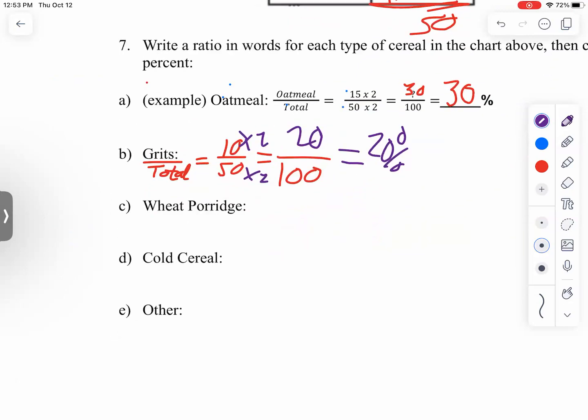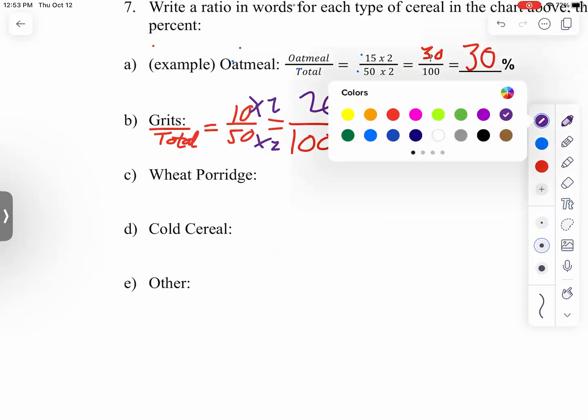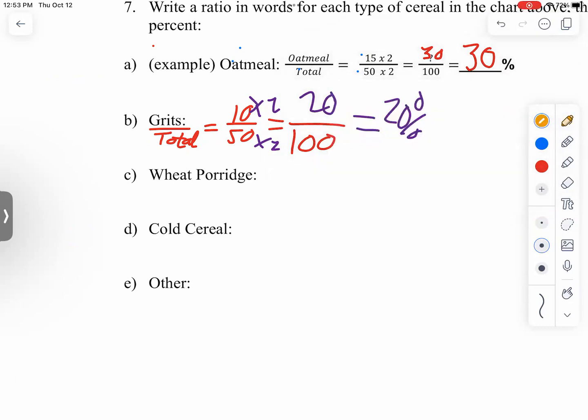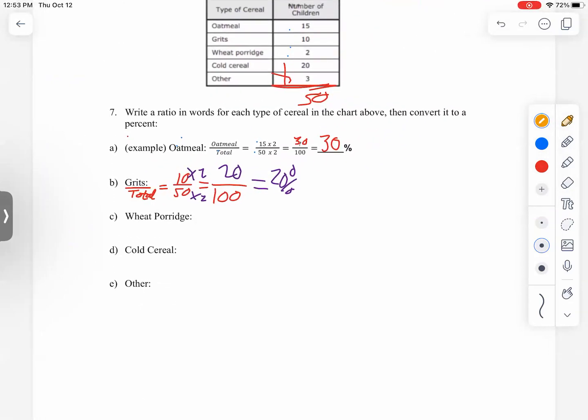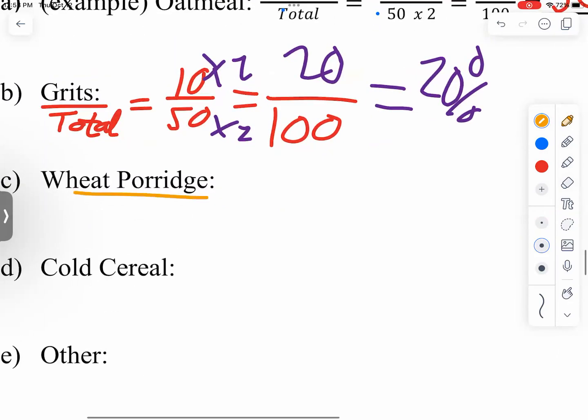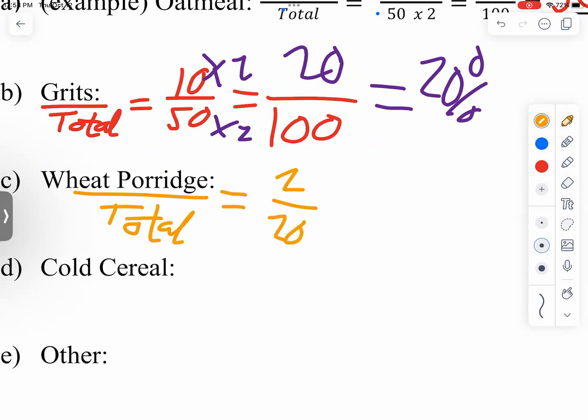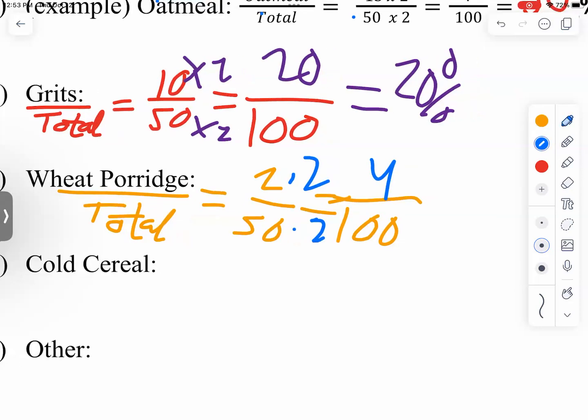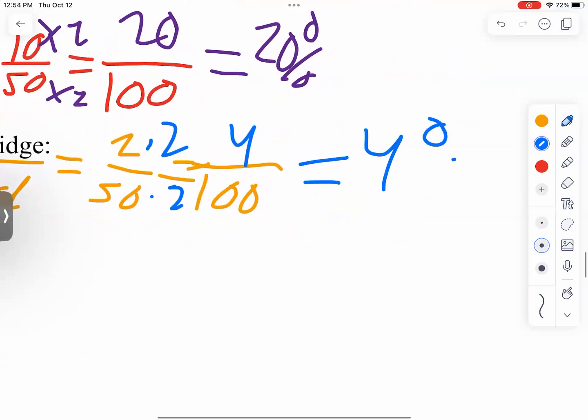Wheat porridge, I guess we're in Goldilocks and the Three Bears or something. Let's change it. I'll make it kind of a gold color. There you go. Or at least orange. Wheat porridge. So we got porridge over total. That's 2 out of 50. And then we're looking for the percent. That's going to be times 2. Times 2. It's going to be 4% that like wheat porridge.